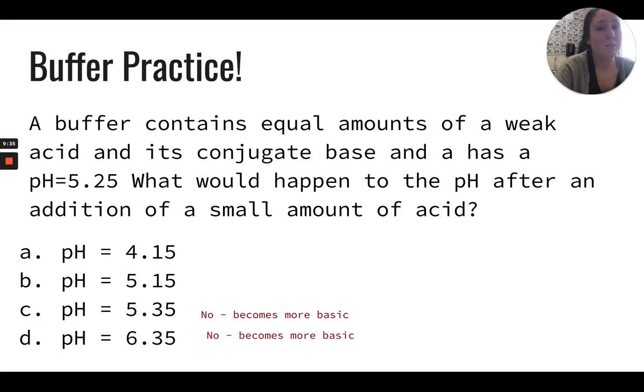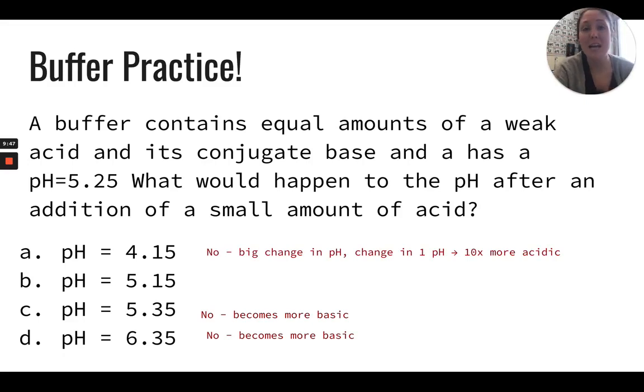The buffer is going to be able to resist some change in pH, but it's going to change a little bit. So this 4.15 is too big of a change. A change in 1 pH, remember it's a log-based scale, that's actually becoming 10 times more acidic. Instead, 5.15 makes sense. We have a small change in pH, and it's slightly more acidic because as it neutralizes the strong acid, it produces a little more of its conjugate acid.